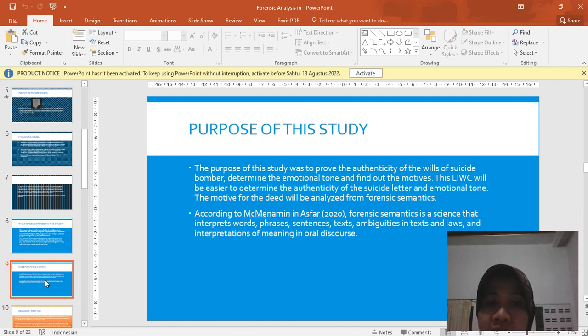And my study has three purposes. They are to prove the authenticity of the wills of suicide bomber, determine the emotional tone, and find out the motives. LIWC will make it easier to determine the authenticity of the suicide letter and emotional tone. Last, the motive for the deed will be analyzed from some forensic semantic. According to McNamara in SPAR 2020, forensic semantic is a science that interprets words, phrases, sentences, text, ambiguities in text and laws, and interpretation of meaning in oral discourse.